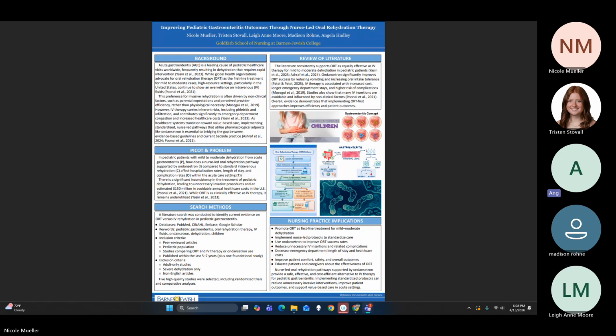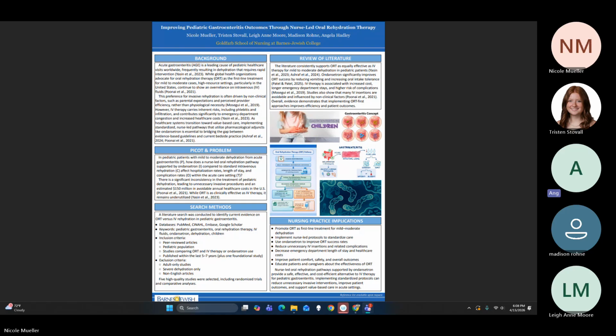There are several reasons for this. First, provider habits and clinical culture play a big role. In many emergency departments, IV fluids are seen as the faster and more efficient option, even if that is not supported by outcomes. Second, parental expectations can influence decision making. Many parents associate IV fluids with stronger and more effective care, especially if their child appears very ill. This can create pressure on providers to choose IV therapy, even when oral rehydration would be appropriate.